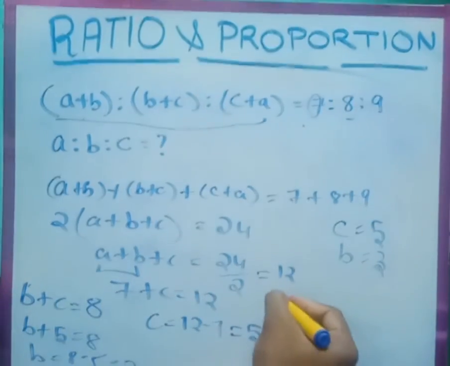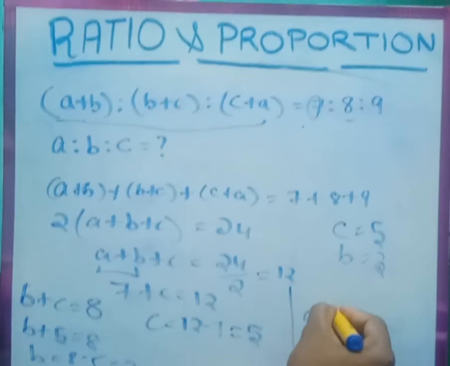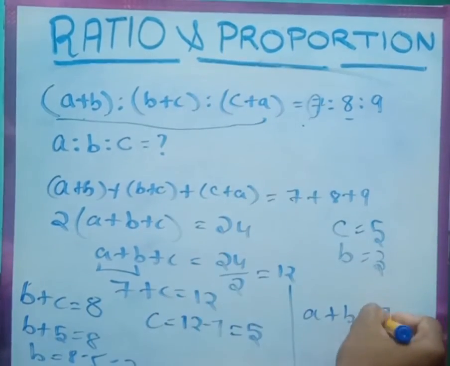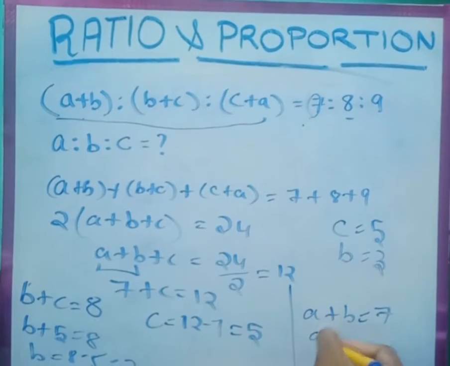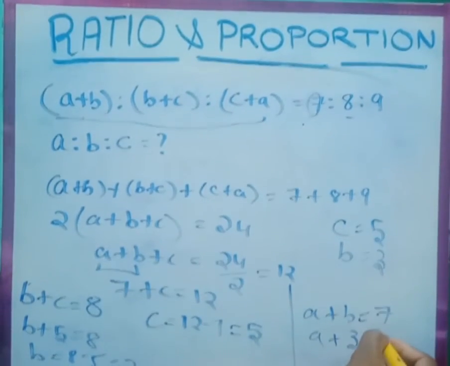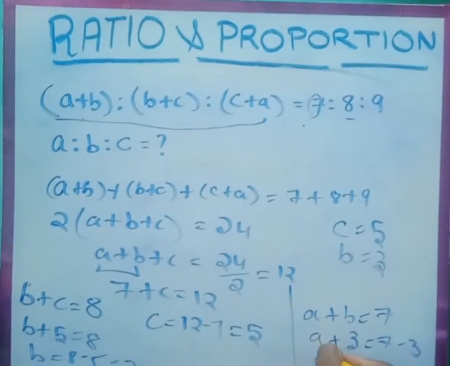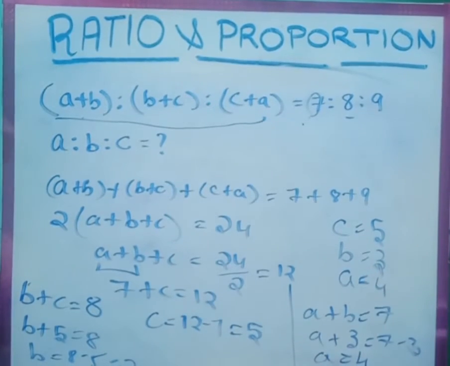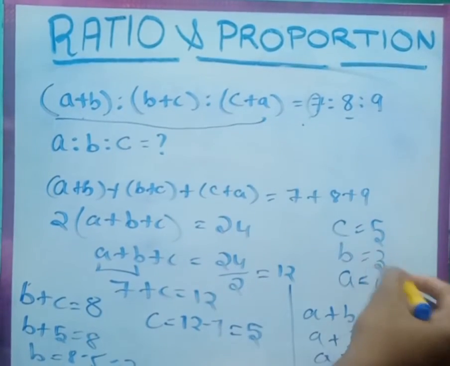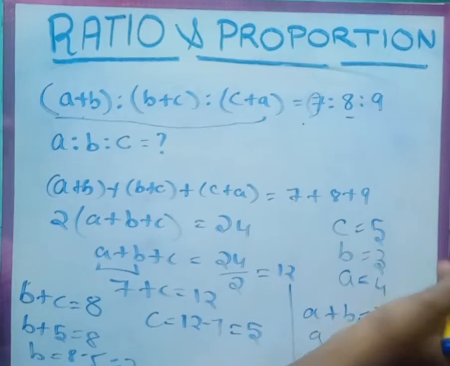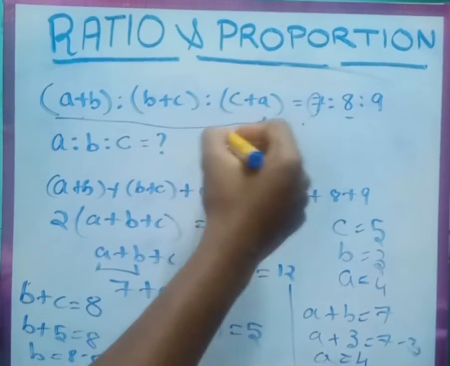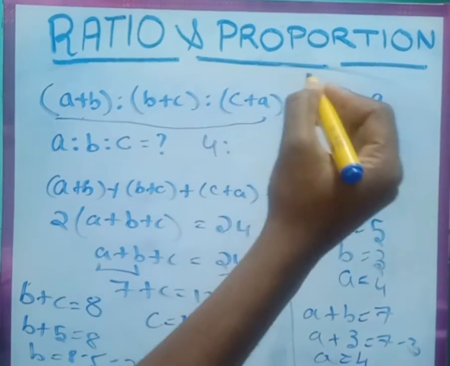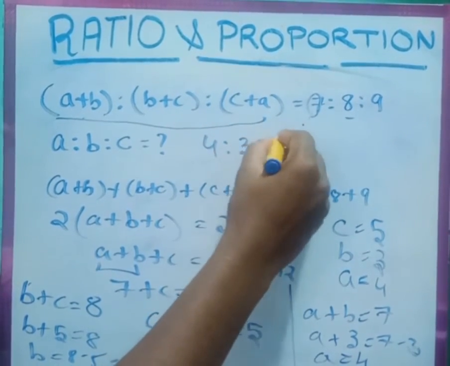Now we can substitute this b value in a plus b, right? So let me write here. a plus b equals to, the respective value of a plus b is 7, right? So a plus 3 equals 7, so a equals 7 minus 3, and a equals 4, right? So we got a equals 4, b equals 3 and c is equal to 5. So the respective ratio a is to b is to c is 4 is to 3 is to 5.